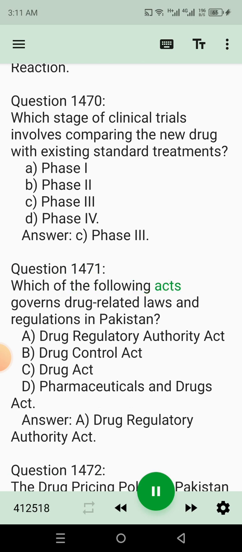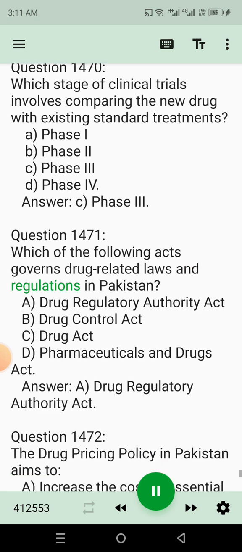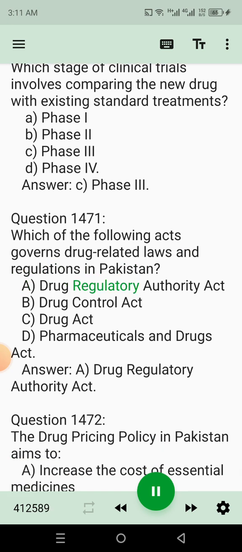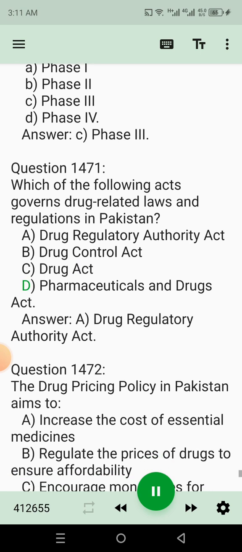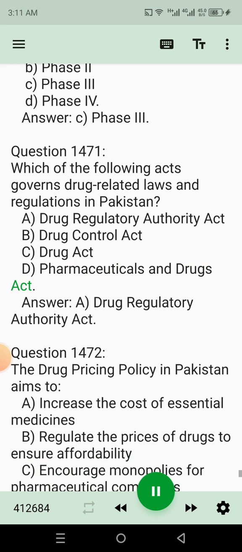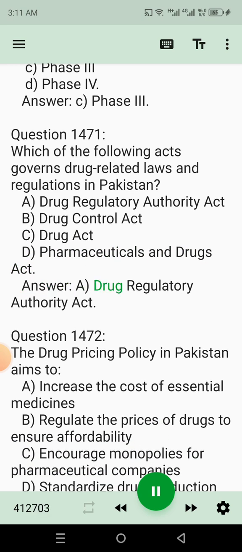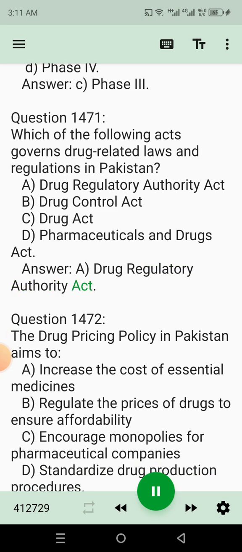Question 1471. Which of the following acts governs drug-related laws and regulations in Pakistan? A. Drug Regulatory Authority Act. B. Drug Control Act. C. Drug Act. D. Pharmaceuticals and Drugs Act. Answer. A. Drug Regulatory Authority Act.